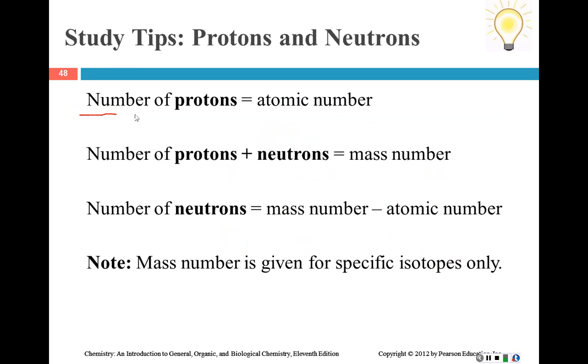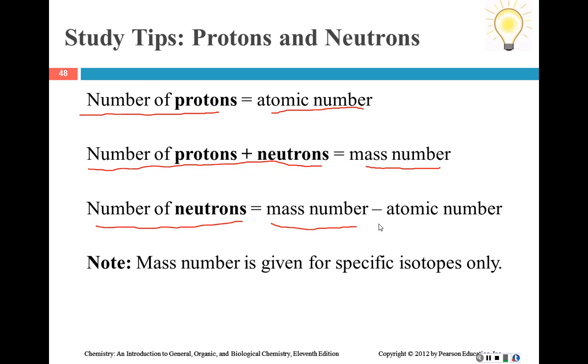So the number of protons equals the atomic number. The number of protons plus neutrons is the mass number. So if you rearrange that to find the number of neutrons, it's the mass number minus the atomic number.